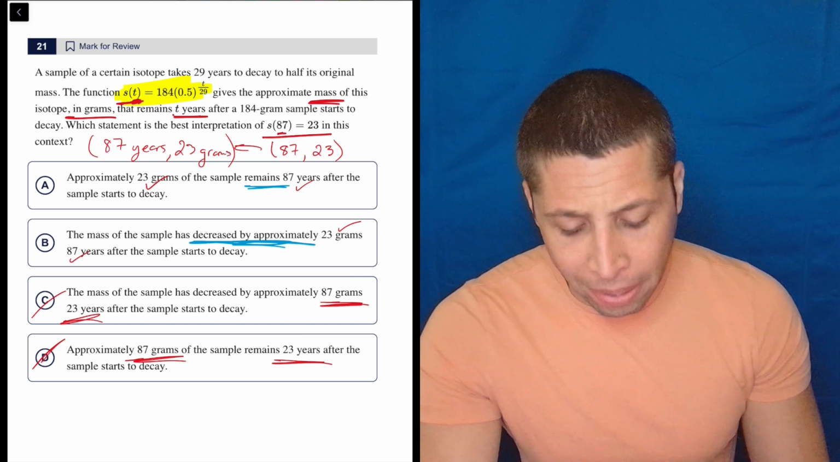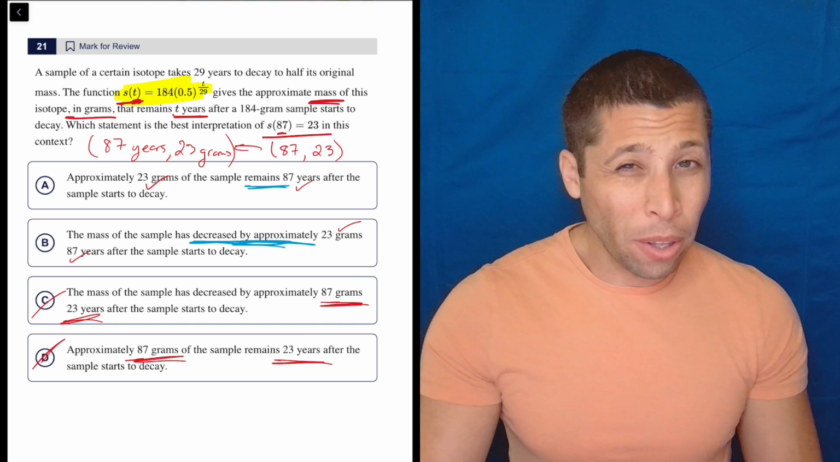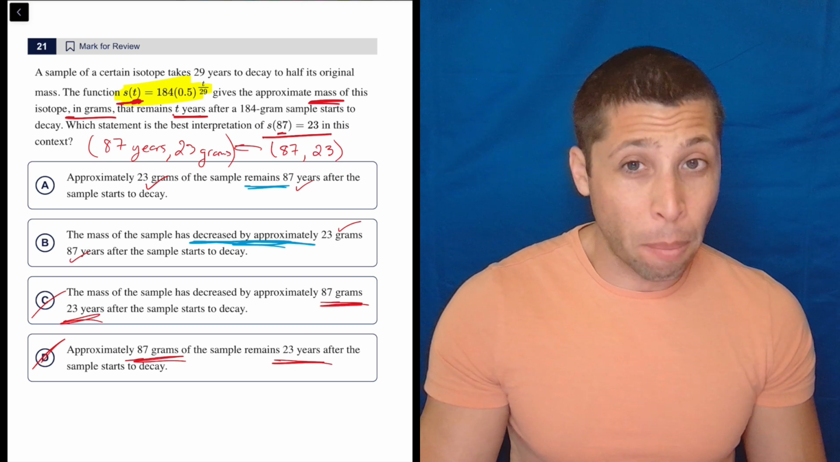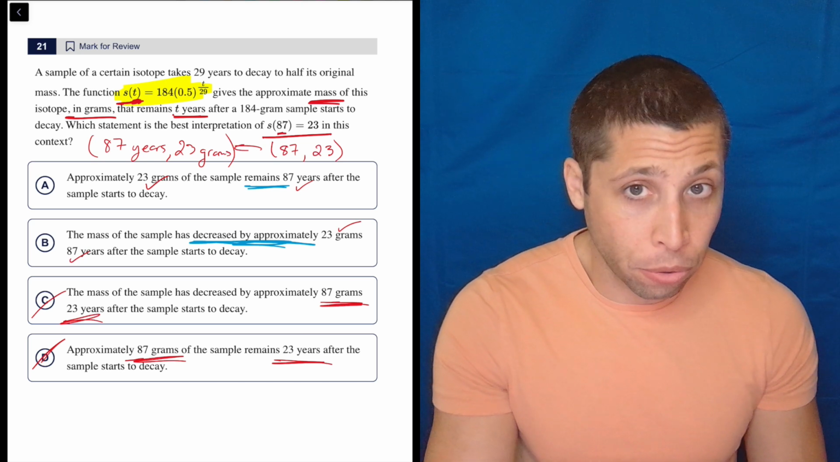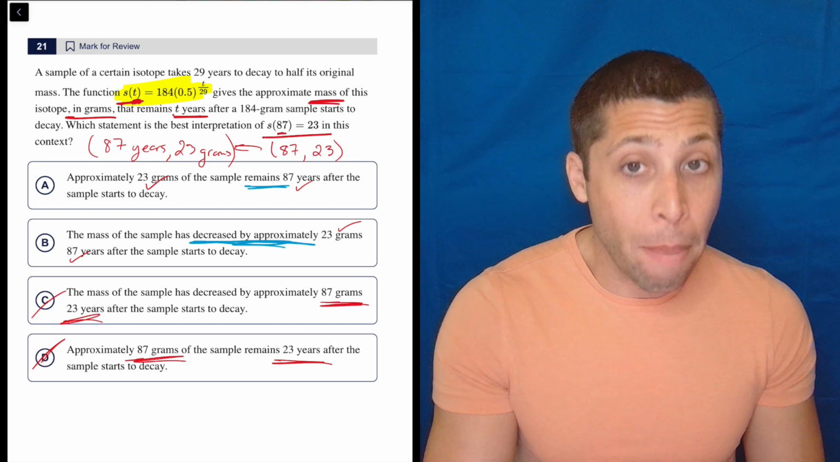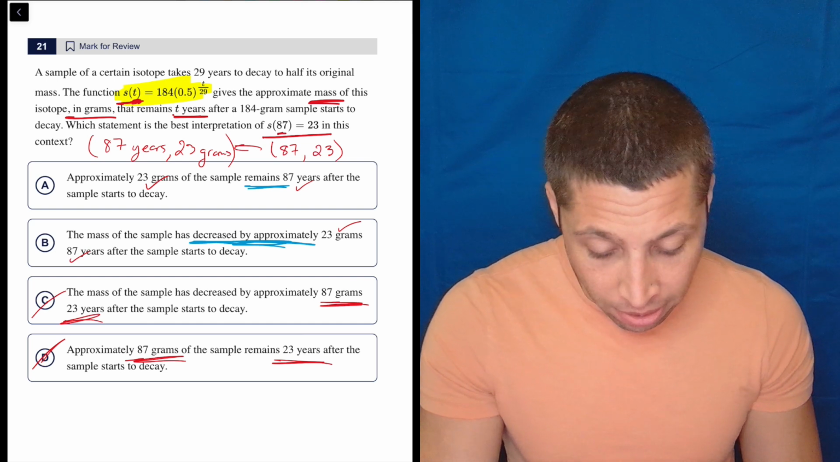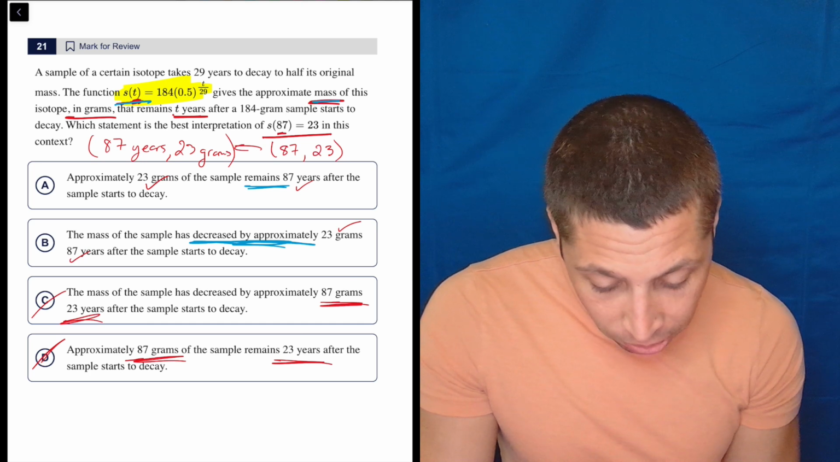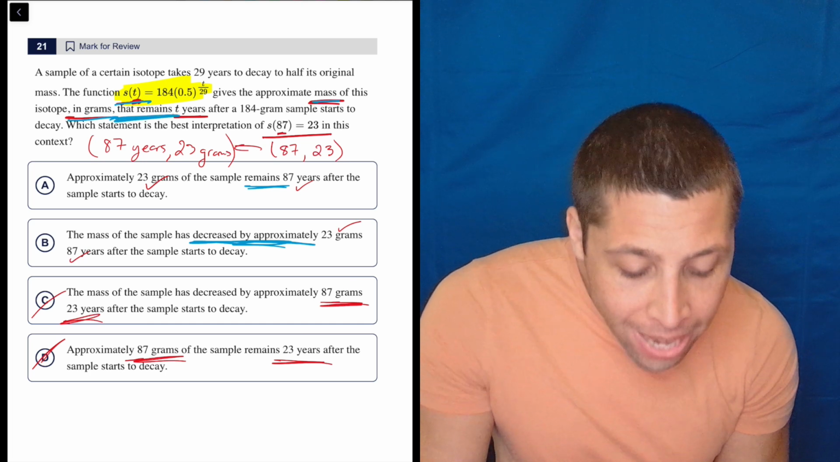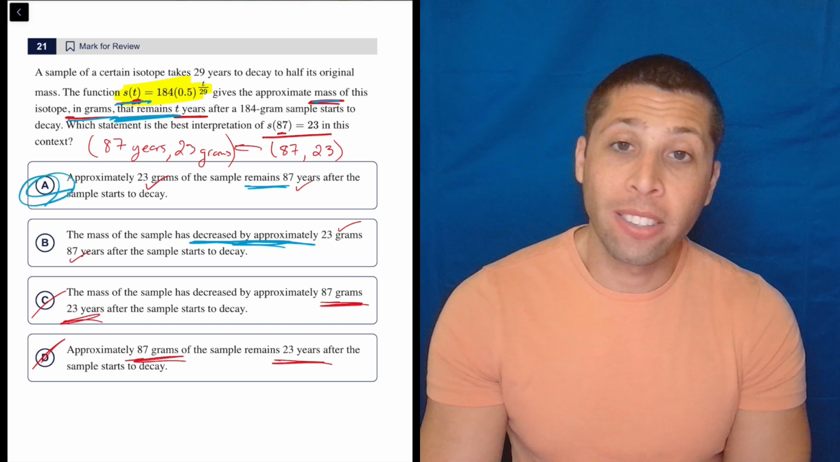What we're really thinking about then is 23, the number of grams: is it the amount that remains, or is it the amount that we've lost? Has it decreased by 23 grams, or is it the amount that remains? So let's go back to the question. Let's see what it says. The function S of t gives the approximate mass of the isotope in grams that remains. They just say it, guys.